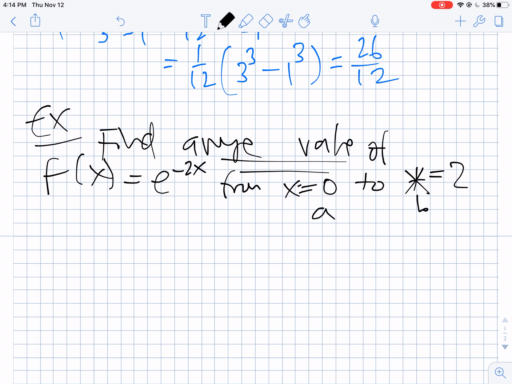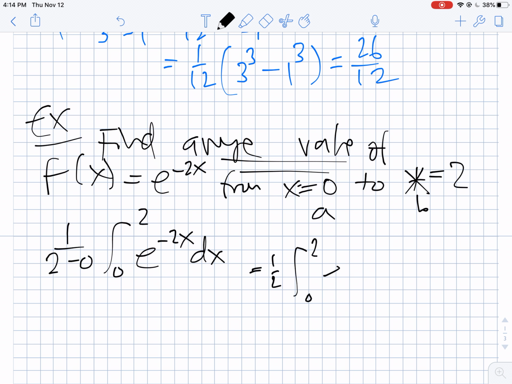Because it's asking me to find an average value, we need the 1 over b minus a. So 1 over 2 minus 0 times integral 0 to 2 of e to the negative 2x dx. All right. So this is, of course, just 1/2 integral 0 to 2 of e to the negative 2x dx. Okay, so that's my setup for average value.